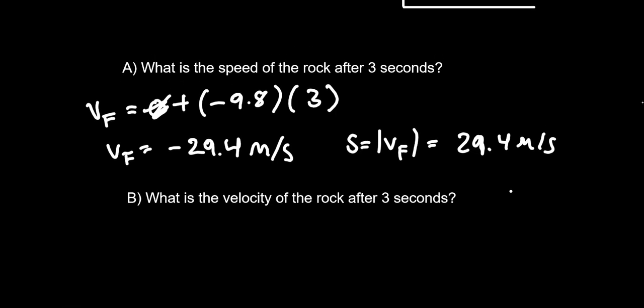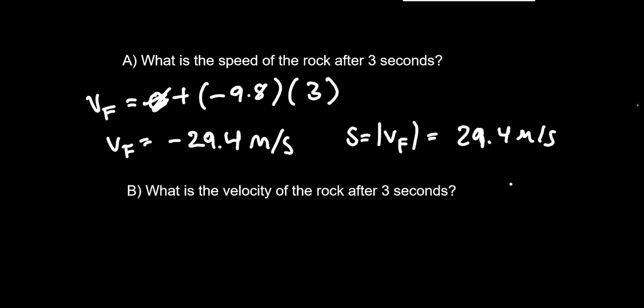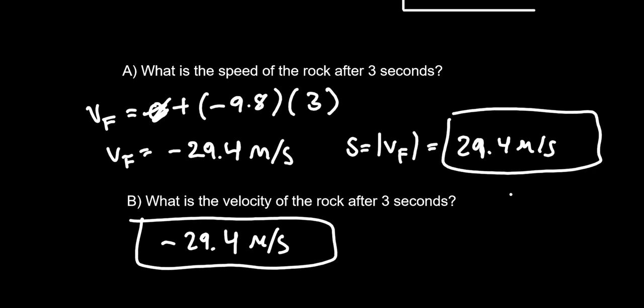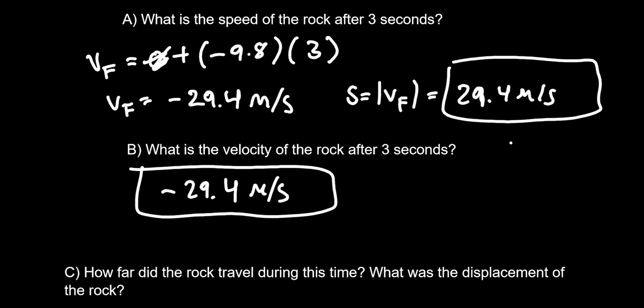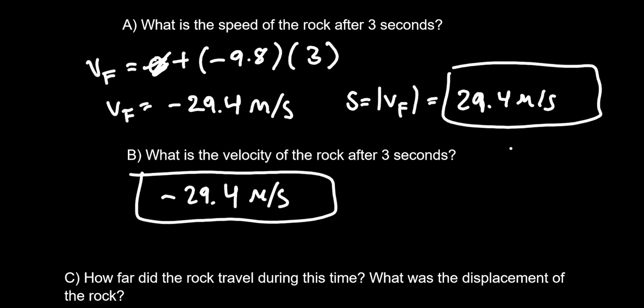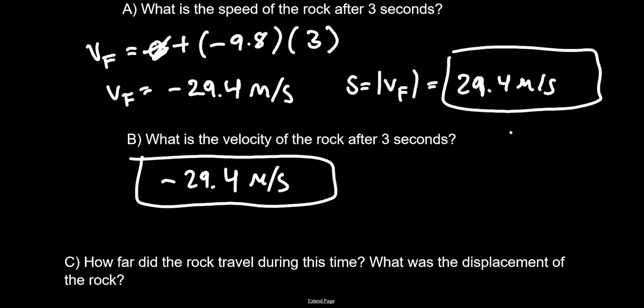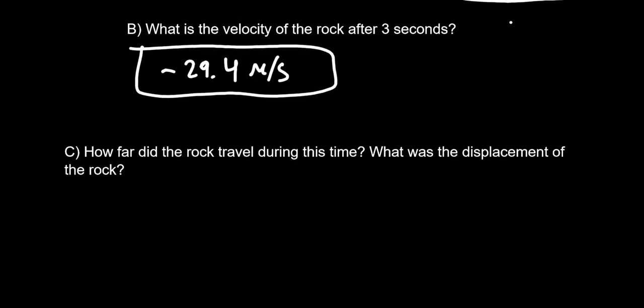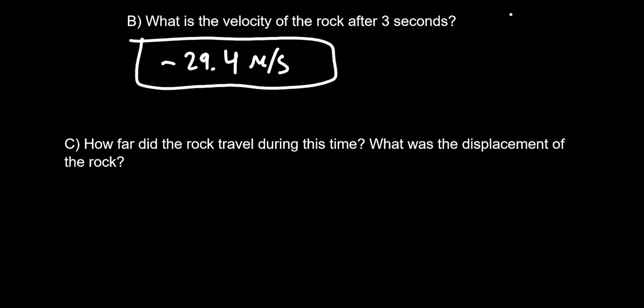What is the velocity of the rock after 3 seconds? As we said here, our velocity is negative 29.4 meters per second because we're moving in the negative y direction, and that's how fast the rock is moving in that direction. Remember, velocity is a vector quantity. It takes into account the direction of the movement. Okay, and how far did the rock travel during this time?